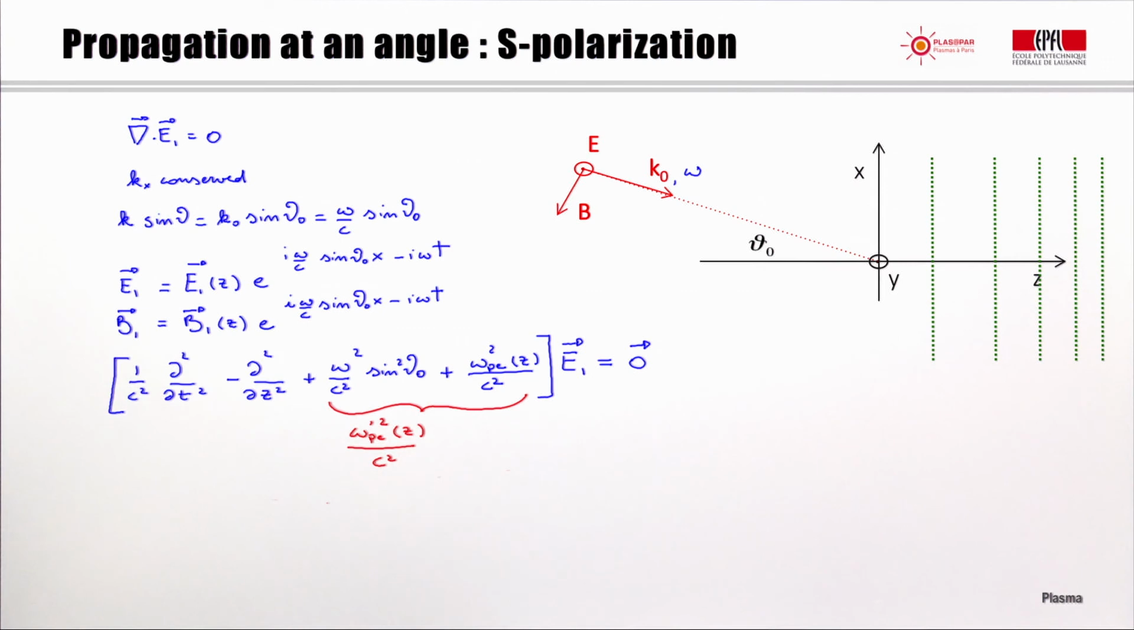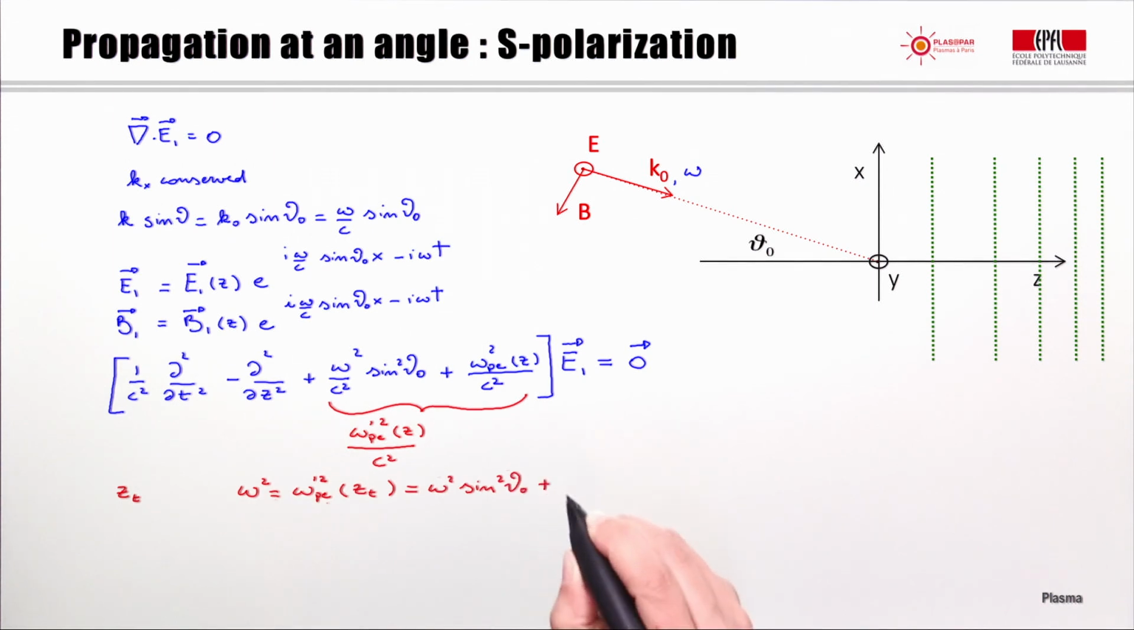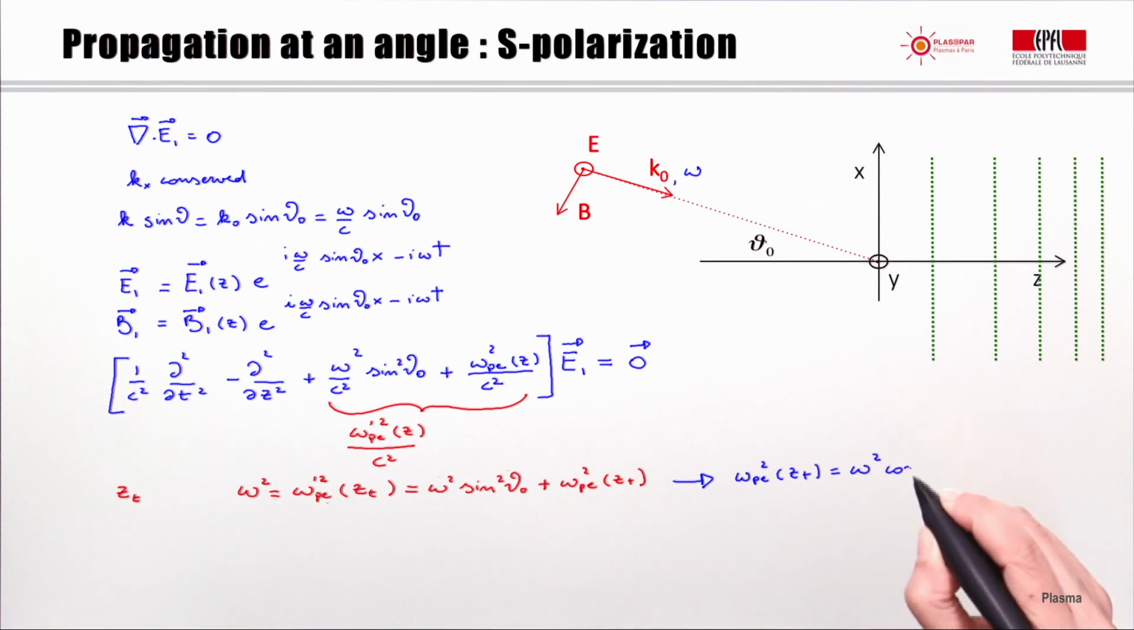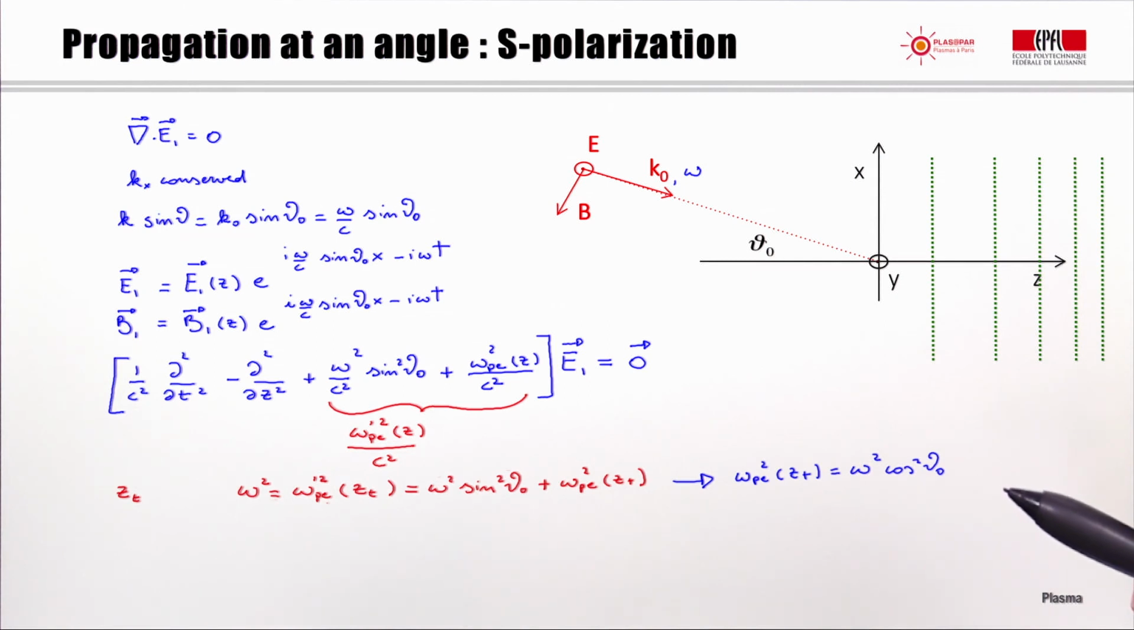However, the turning point is now given by a different condition. In fact, the turning point is given by the condition that the frequency square is equal to omega p prime square at the turning point, omega pe square at the turning point. This equation can be simplified by bringing this term to the other side. This condition means that the turning point will not be at the critical density, but at a lower density value, at an earlier position. In fact, we can rewrite this equation in the form so that the turning point is for a lower density.